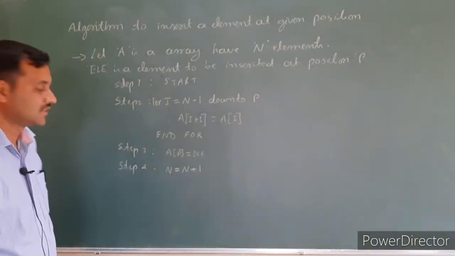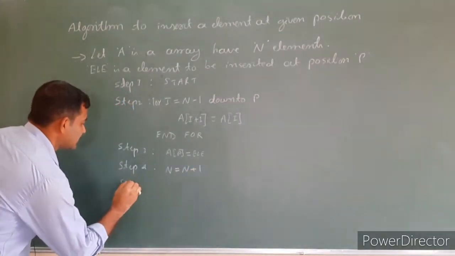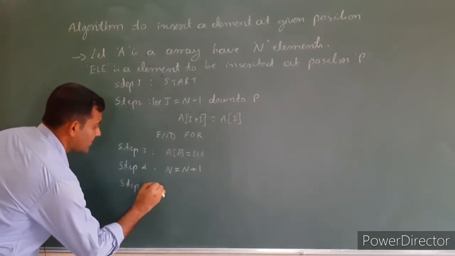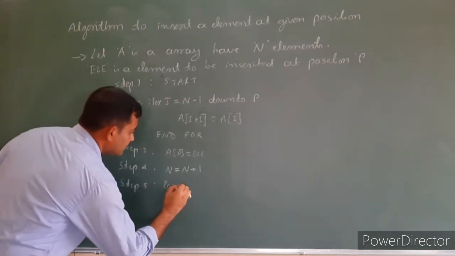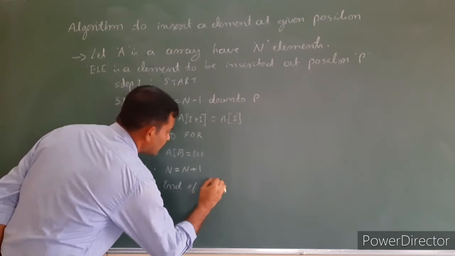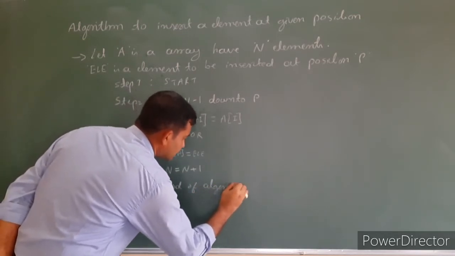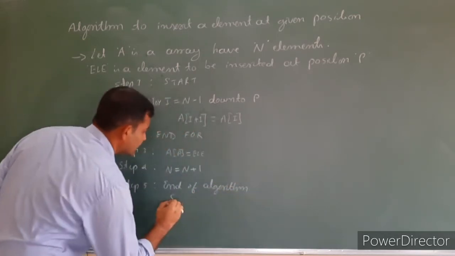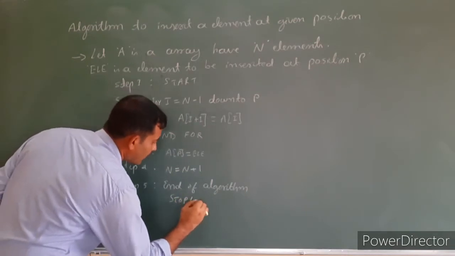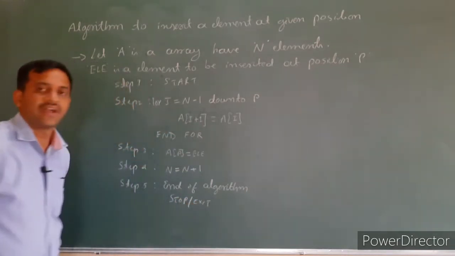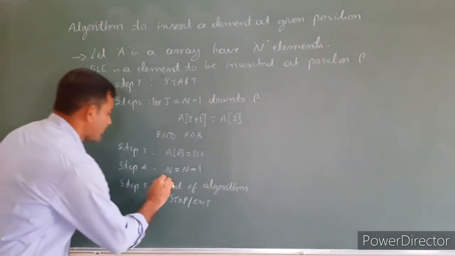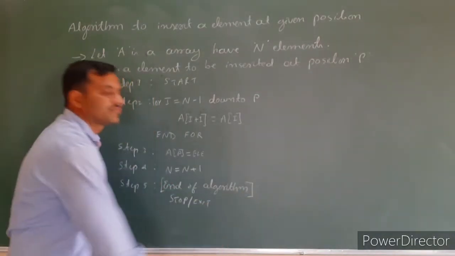Then after that, step 5: end of algorithm. Either we write stop or exit. End of algorithm, that is stop or exit.